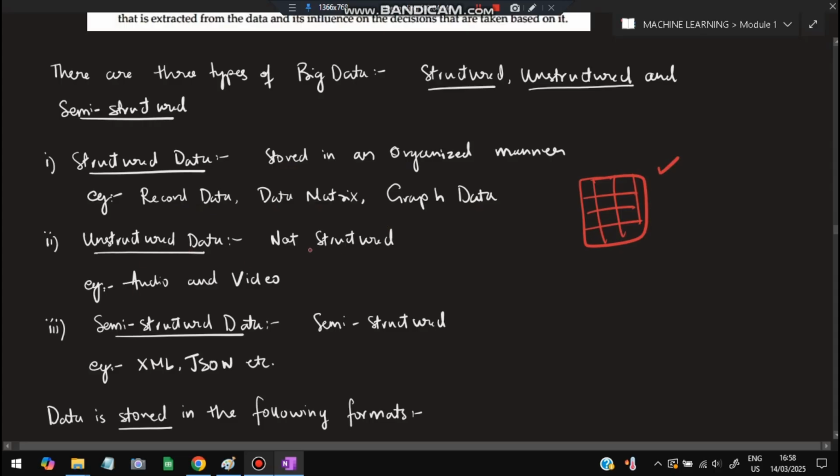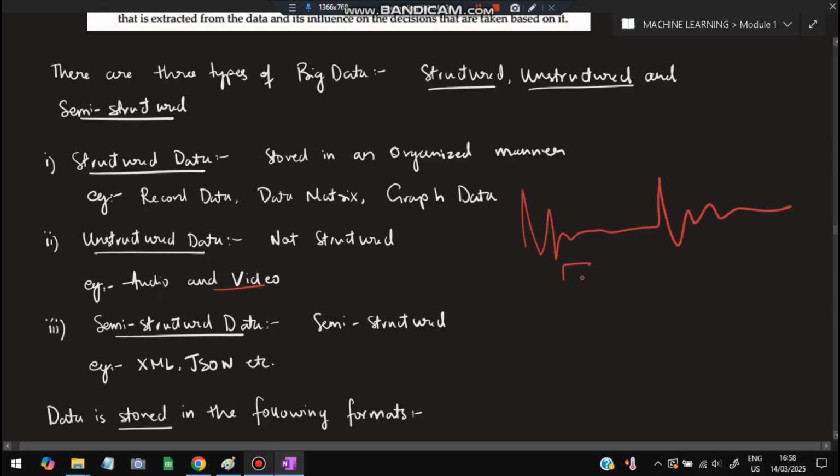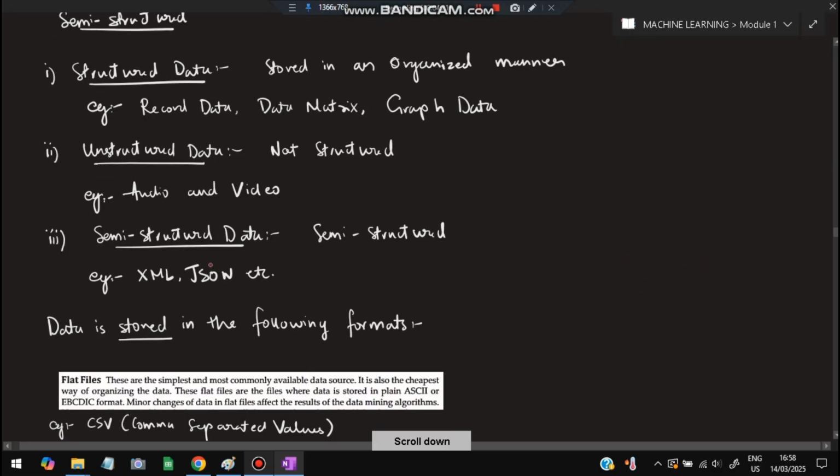Unstructured data is not structured, for example audio and video. Audio will keep increasing and decreasing, and in video, sometimes it will be very high, sometimes very low. Here it will be good, here it will be bad. It is unstructured data. There are no rows and columns where you can store the audio and video. Third is XML and JSON, which is semi-structured data. Some parts have structure, some parts are unstructured.